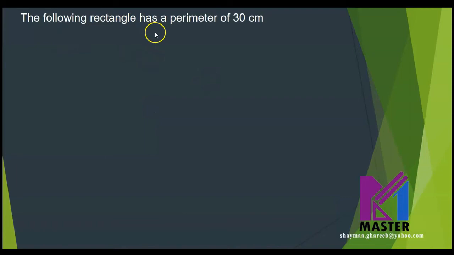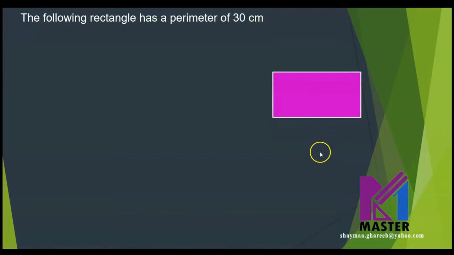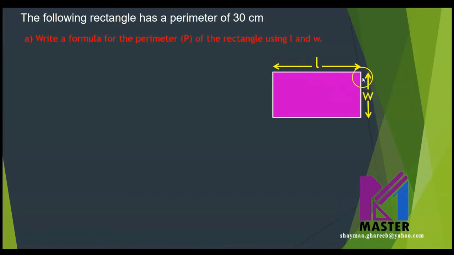The following rectangle has a perimeter of 30 centimeters. Here it is, the rectangle, and its perimeter is 30 centimeters. Write a formula for the perimeter P, so I will express the perimeter as P of the rectangle using L and W. And we know that L stands for length and W stands for width. And we know that the longest side is the length and the shortest side is the width. Okay, so now I know this is L and this is W.